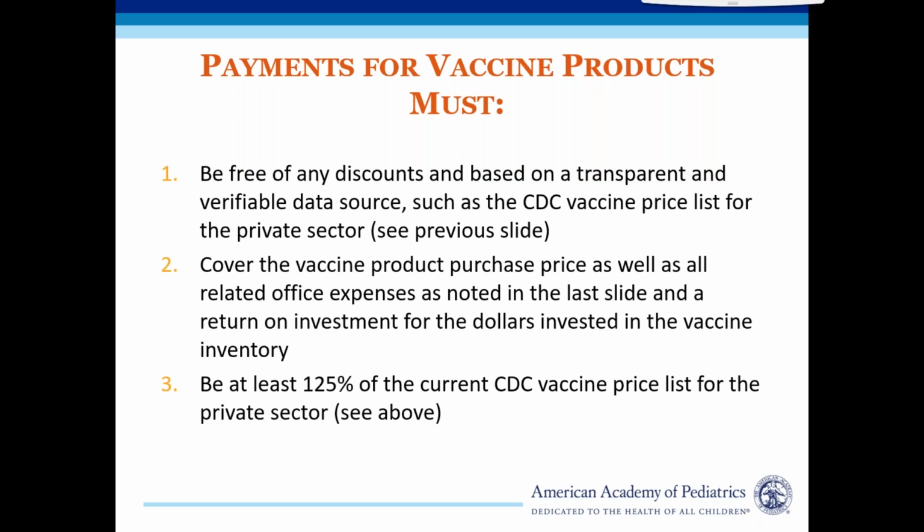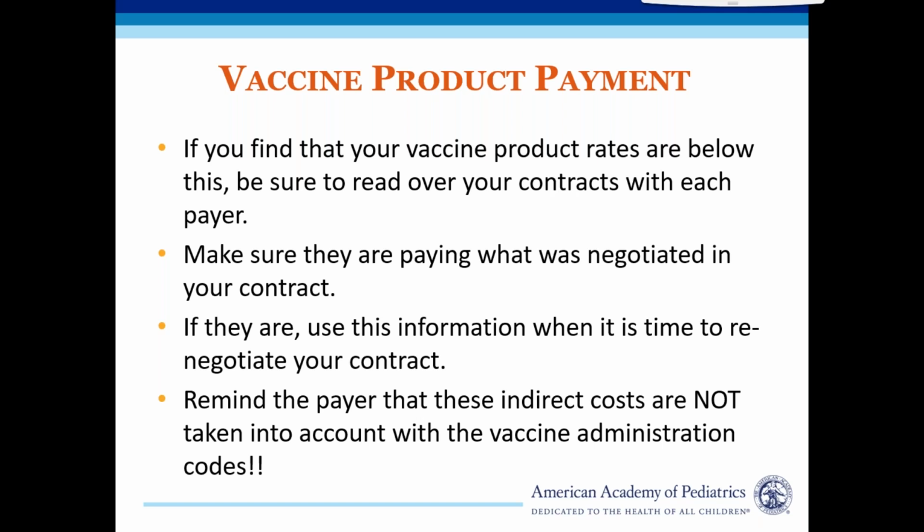Payment should cover the vaccine product purchase price as well as all related office expenses that we noted on the last slide, and a return on investment for the dollars invested in your vaccine inventory, and be at least 125% of the current CDC vaccine price for the private sector. Again, I would defer you to the website from the CDC on the previous slide. That website will list all the prices for the private sector, and your payment should be at least 125% of that.